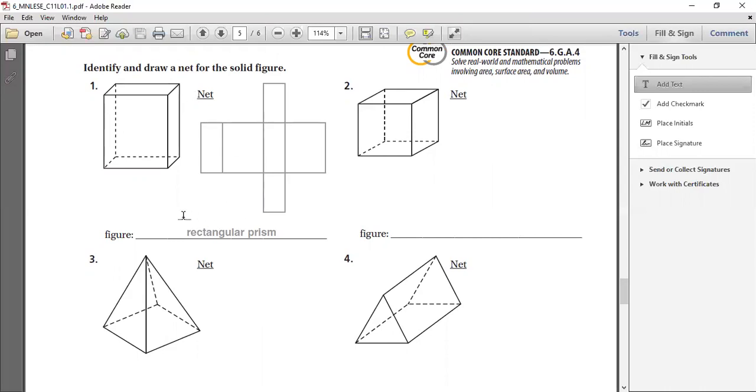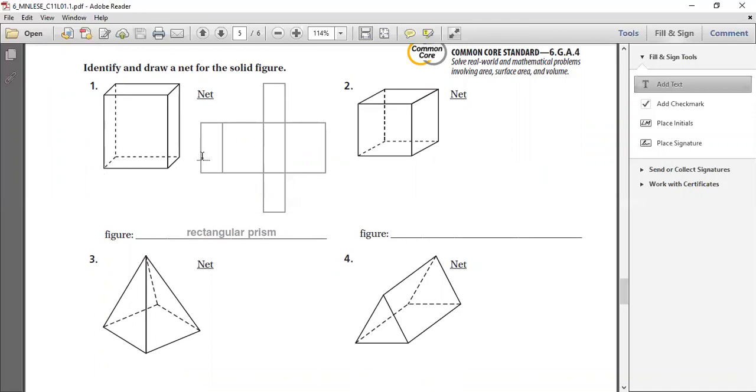So starting with this example where it is already done. Identify and draw a net for the solid figure. First look at the base. The base is a rectangle, so the first word is going to be rectangular, not rectangle, rectangular. The next one, see the faces. Remember what word we were using for the face? The proper word is lateral face. Lateral faces are what we can see. Here the faces are not triangles, and if they are not triangles, it's not a pyramid. So if it's not a pyramid, it is a rectangular prism.